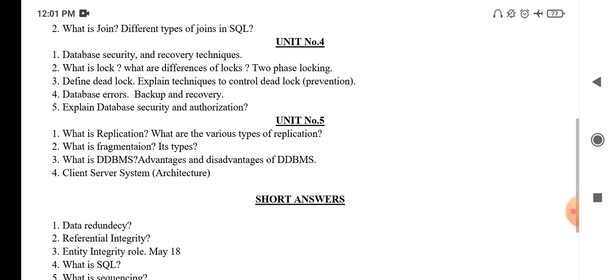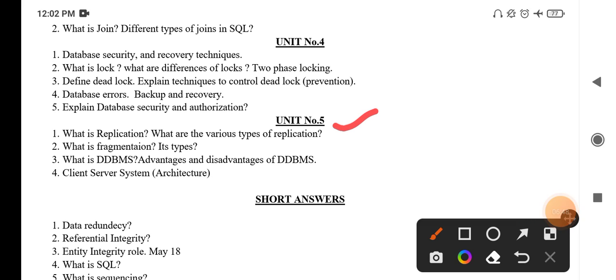When it comes to unit 5, what is replication? You know what is the meaning of replication? Replication is nothing but repeating the same data at multiple sites. We have different types of replication: partial replication, full replication, and no replication. You know already all the replication concepts. Based on that, you have to explain all these topics.